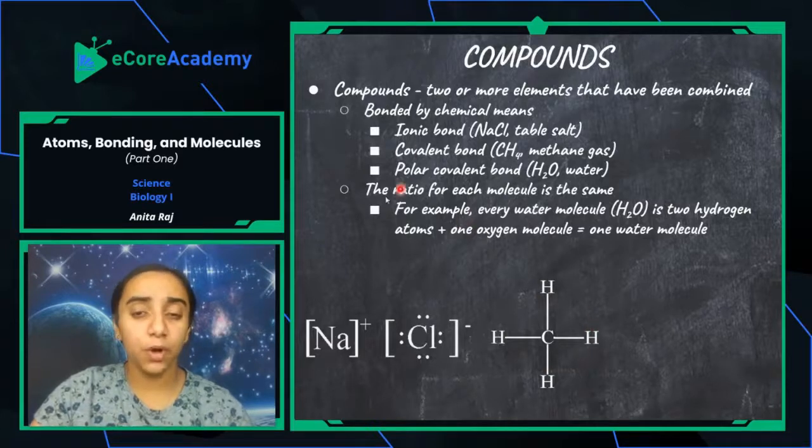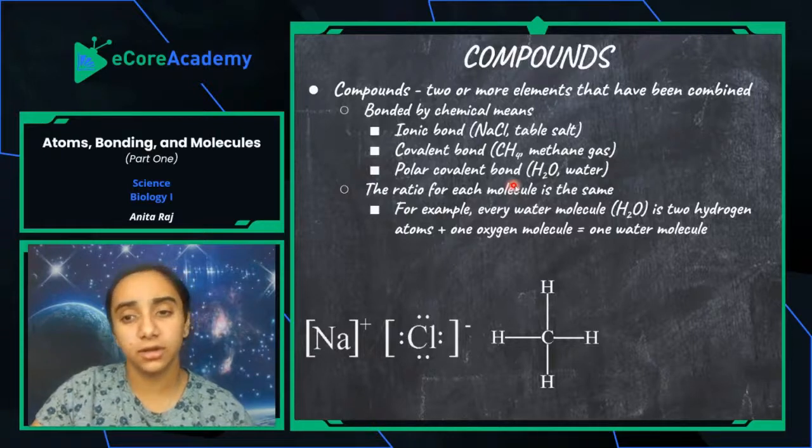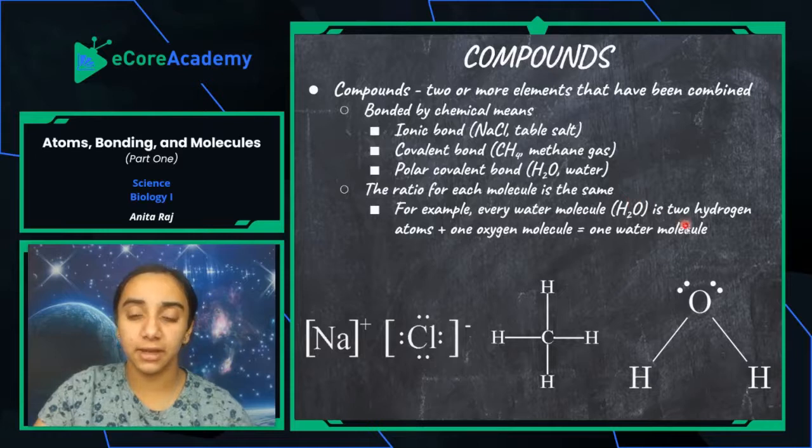When we look at polar covalent bonds, this is where we have a covalent bond in which electrons are shared, but they are pulled more towards one atom in the molecule than another. A perfect example of this is H2O, water, which we will be looking at in Biology 1. So I might as well introduce it to you now. Here's your oxygen atom and then your 2 hydrogen atoms.